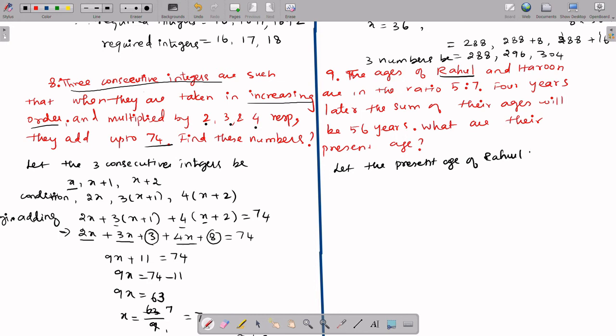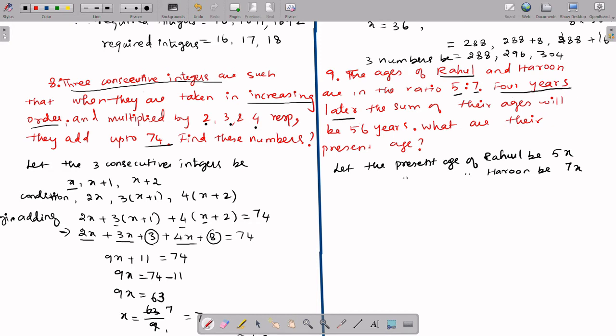First one is taken as Rahul and the second one as Varun, in the ratio. The present age of Rahul is 5x, and the present age of Varun is 7x. And the next condition is 4 years later.